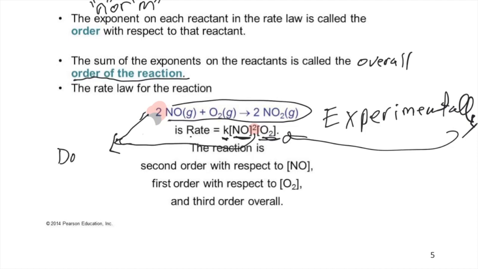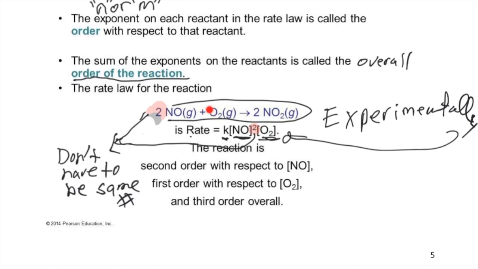They don't have to be the same number. So you simply can't say, oh, because there is a 2 here, the order is second order. You can't say that. It's just coincidence in this case. This could have been a 1.